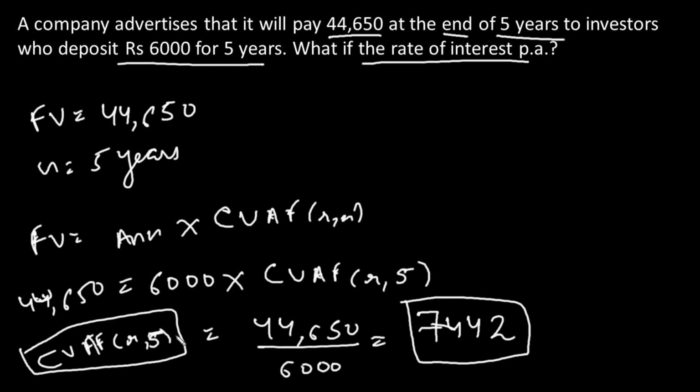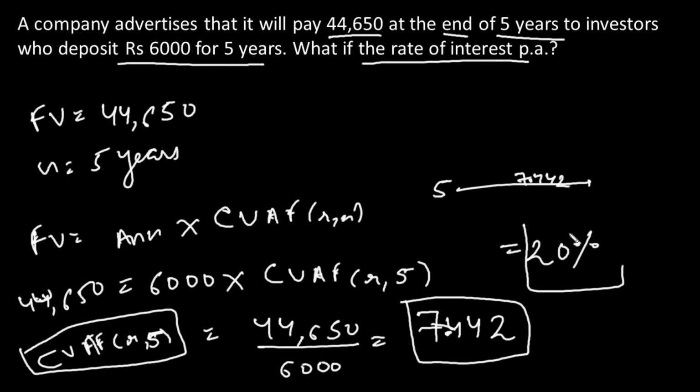So we just have to find this value in the CVAF table at 5. Basically जो 5 वाला रो होगा उस रो में हमको 7.442 value find करनी है. This value we have to find in the row. So this will come at 20%. So basically our rate of interest would be 20% per annum.